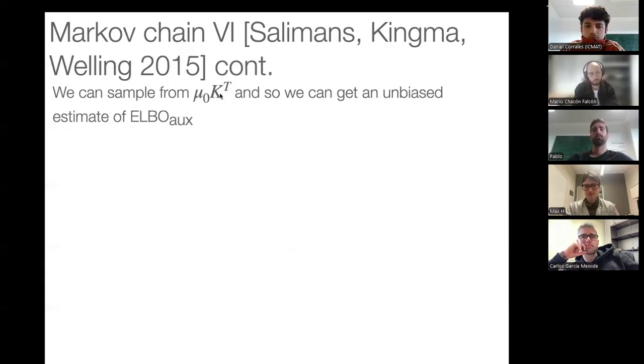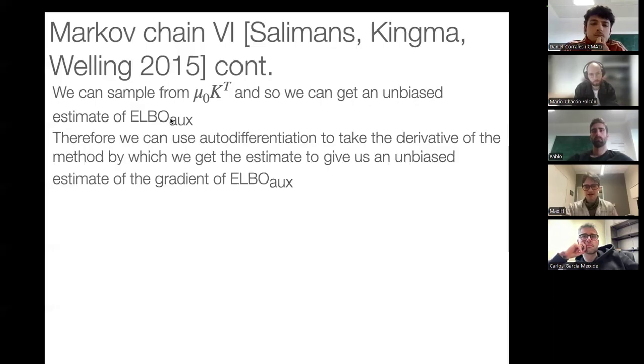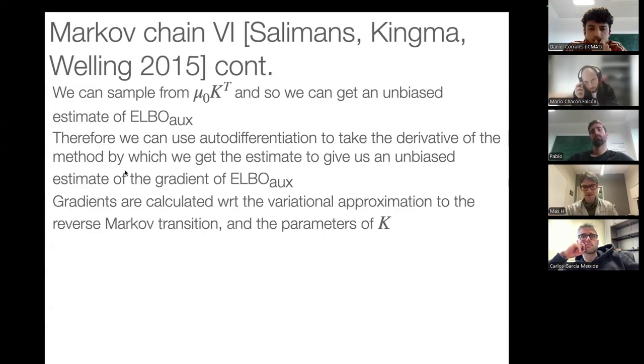Okay, and we can sample reasonably easily from our Markov chain, so we can get unbiased estimates of the auxiliary ELBO. And because we have routines that give us unbiased estimates of the auxiliary ELBO, we can just use auto differentiation to differentiate those routines. Then we get unbiased estimates of the gradient of the auxiliary ELBO. In this case, because we've introduced a new variational distribution, the gradients are calculated with respect to both the variational approximation to the reverse Markov transition and also the parameters of the variational distribution, which are just the parameters of our Markov kernel K.